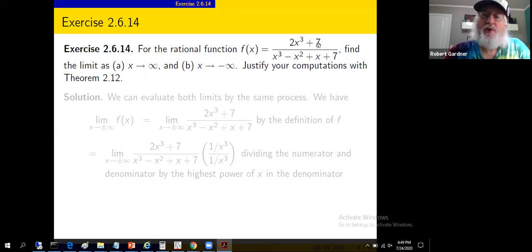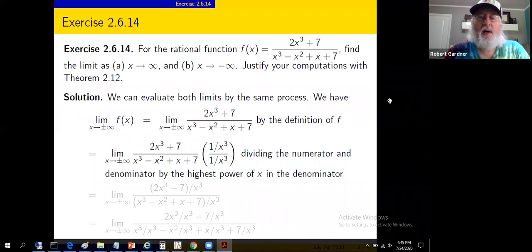Here's your rational function, a ratio of polynomials. f of x equals 2x cubed plus 7 over x cubed minus x squared plus x plus 7. Find the limit as x approaches positive infinity, and as x approaches negative infinity. Justify your computations using that theorem we just stated. Okay. Turns out, as you'll see, we can evaluate both of the limits by the same process.